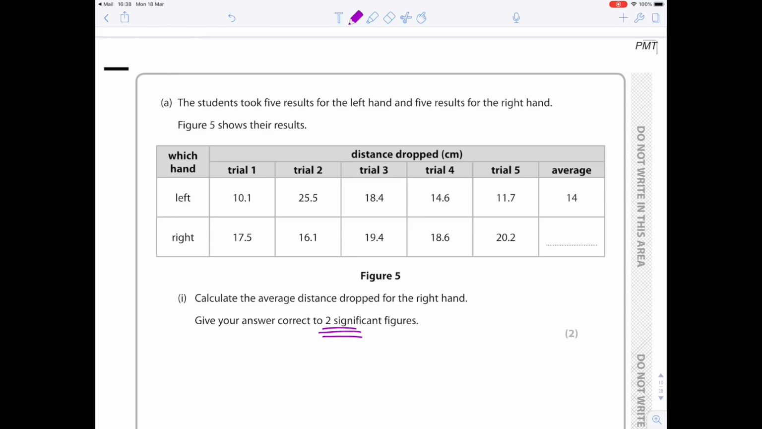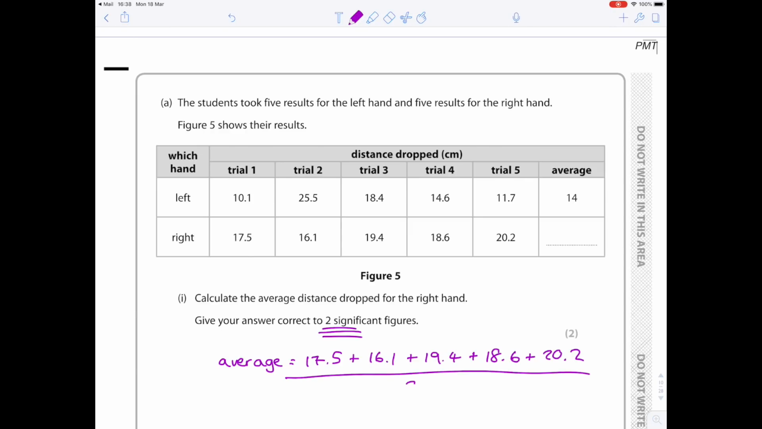So in order to do this, we're calculating the mean, the average. So we need to do every trial and then divide it by the number that we have. So we have 5.